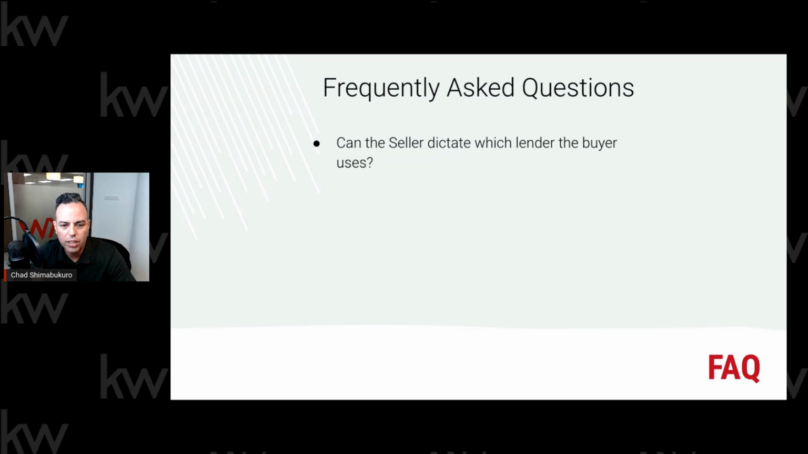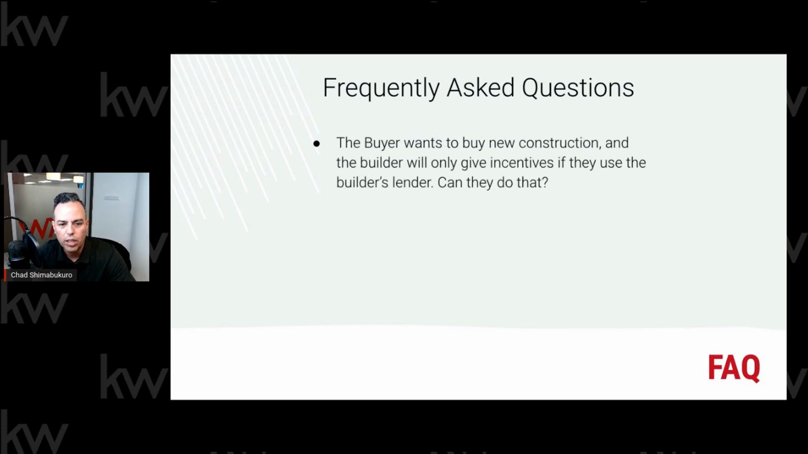Can the seller dictate which lender the buyer uses? And I think the next question kind of coincides with this as well. The buyer wants to buy new construction and the builder will only give incentives if they use the builder's lender. Can they do that? Here's the answer to that. The answer is the buyer always has the right to choose which lender they want to go with. A seller cannot dictate what lender a buyer can use, but if you are going through new construction, or if the seller wants to give you incentives to get pre-approved with their lender, or to use their lender, that's your choice. So a new construction, this happens often.